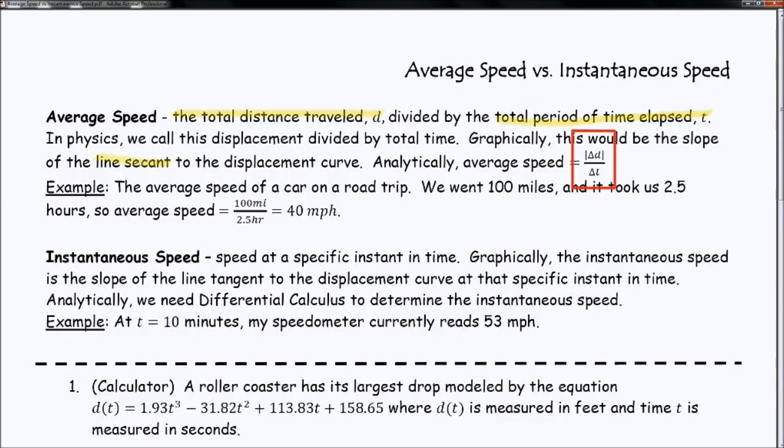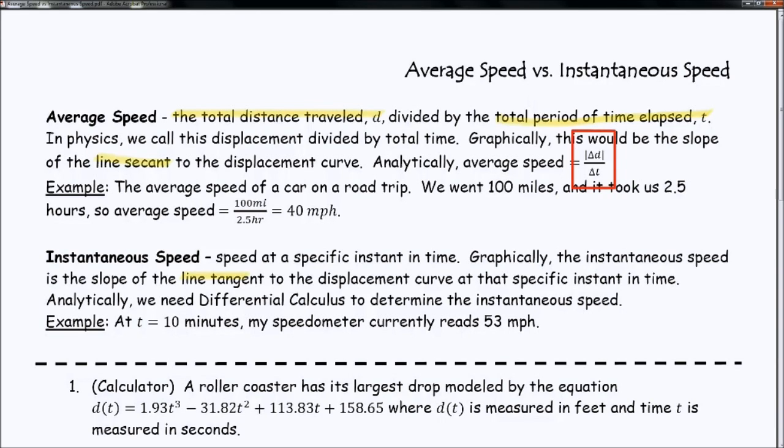Let's compare that to instantaneous speed. This is related to the instantaneous rate of change that we learned about in a previous video. By instantaneous, I mean I want to know my current speed at a specific time. Graphed versus a secant line, I'm talking about the tangent line: the slope of the tangent line at a specific point in time. Analytically, we take the derivative and plug in that point, like we did in the previous video.